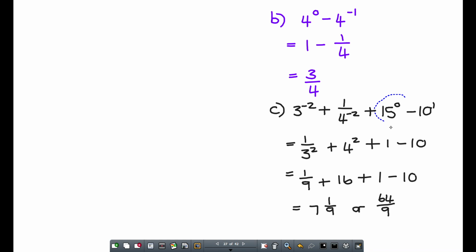Then 15 to the power of 0: anything to the power of 0 is 1. And that last bit, the minus 10, stays like it is. So 4 to the power of 2 is actually 16. So now when we get to here, you can see that it's normal addition and subtraction. So a 9th plus 16 will be 16, and a 9th plus 1, 17, and a 9th minus 10, 7 and a 9th. Or if you used your calculator, it would have given you the 64 over 9.